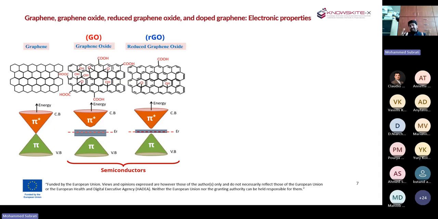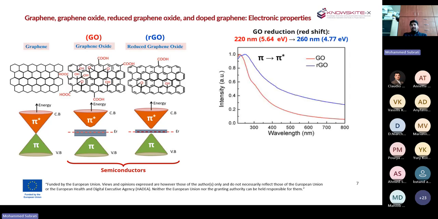Because they have a band gap, both graphene oxide and reduced graphene oxide are classified as semiconductors, actually organic semiconductors. This is the UV-visible spectra for both. You can see that with the reduction of graphene oxide, because you close the band gap, the electronic excitation energy from the π to π* orbitals decreases. This is why you have this redshift.